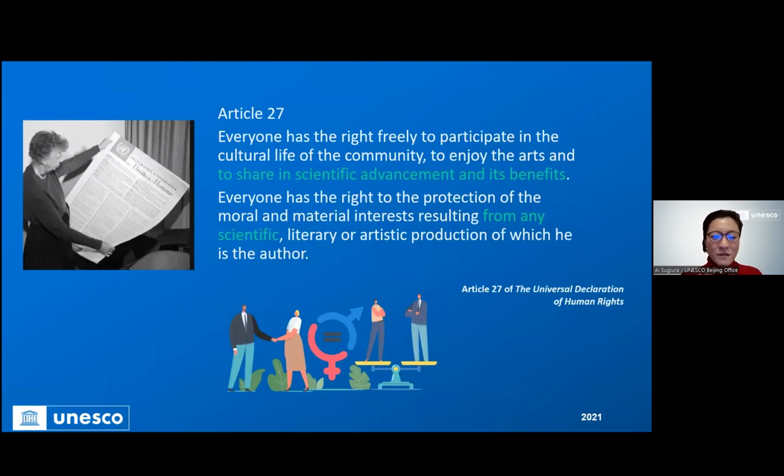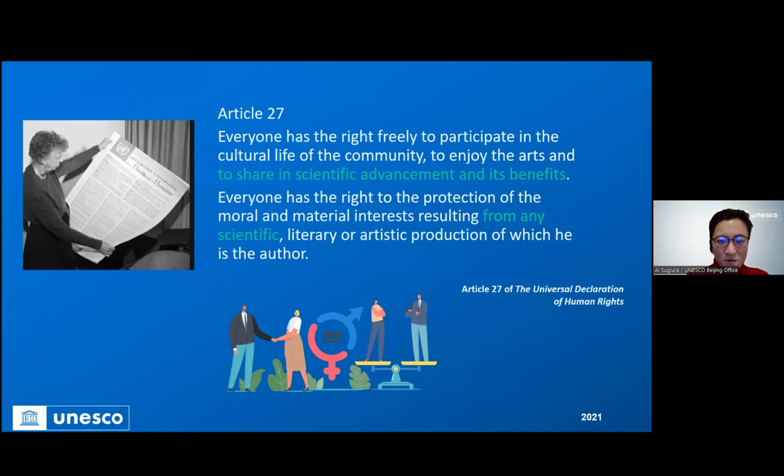So now, why are we talking so much about science? UNESCO is the only UN agency with science in its name and with a dedicated mandate on science itself. It's because it's a human right. Article 27 of the Universal Declaration of Human Rights states that everyone has the right freely to participate in the cultural life of the community, to enjoy the arts and to share in scientific advancement and its benefits, so all of us.